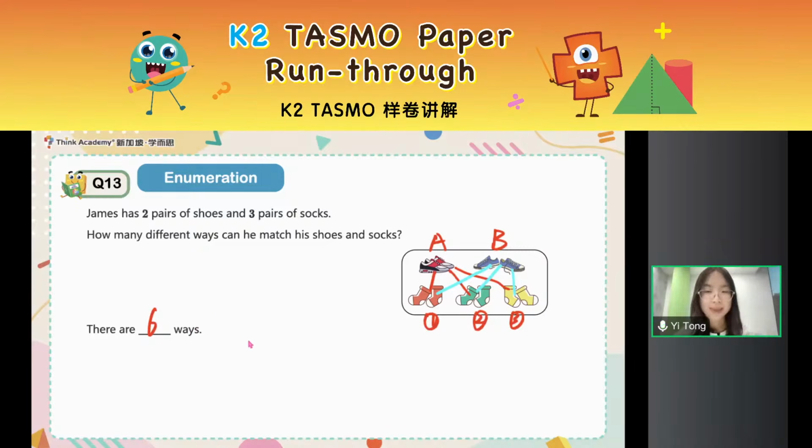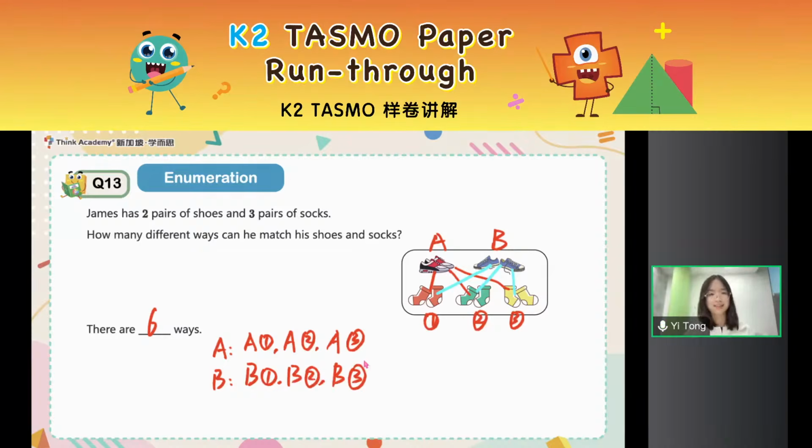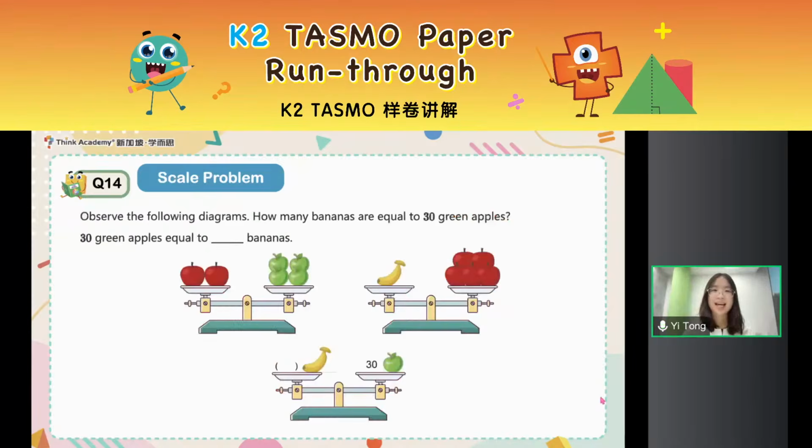So let's look at it. For example, the red shoes, we have A1, A2, A3. Now, that is the case for A. How about B? Now, B, we have B1, B2, and B3. So that's also another way. Yes, you also got it. It's 6. Well done.